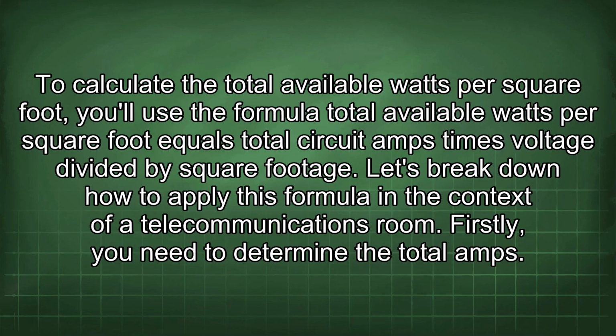To calculate the total available watts per square foot, you'll use the formula: total available watts per square foot equals total circuit amps times voltage divided by square footage. Let's break down how to apply this formula in the context of a telecommunications room. Firstly, you need to determine the total amps.